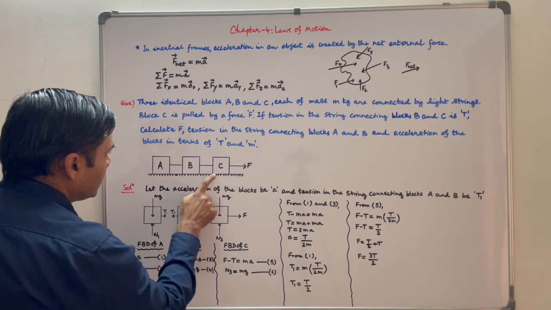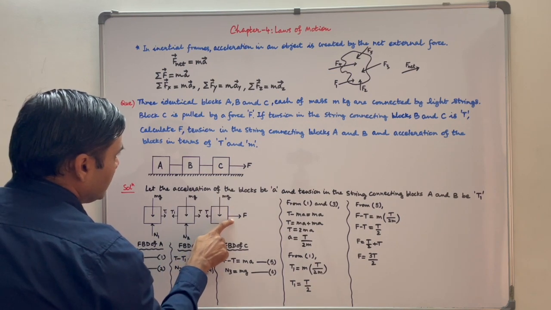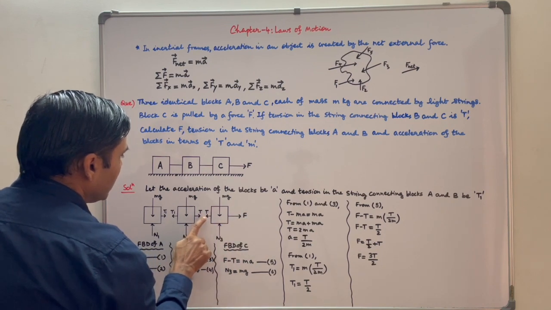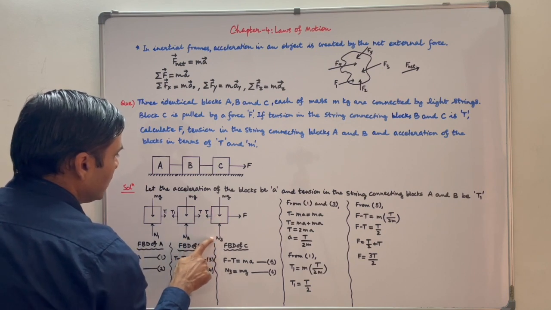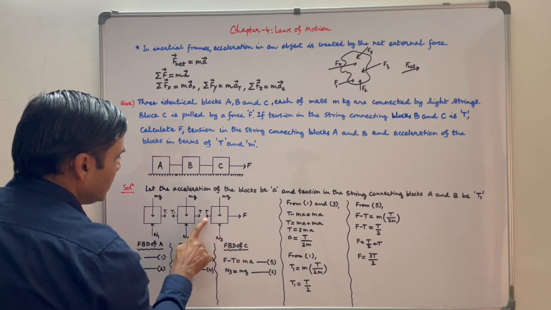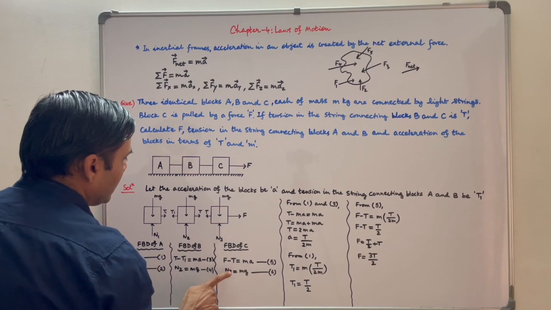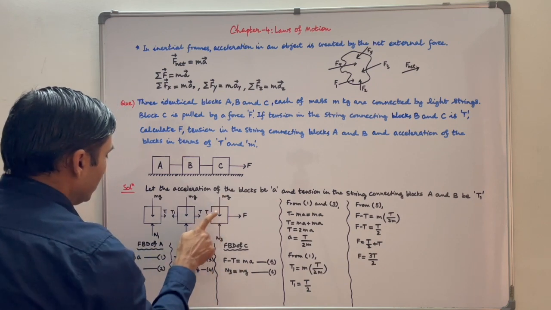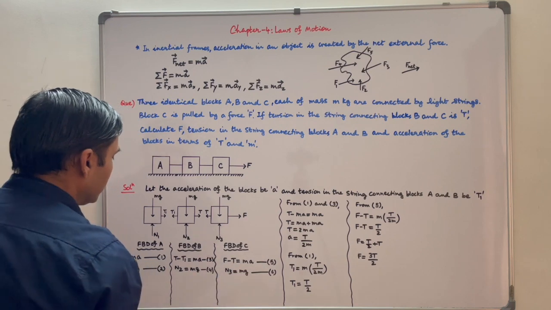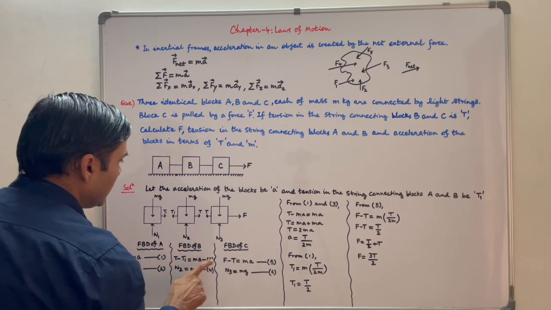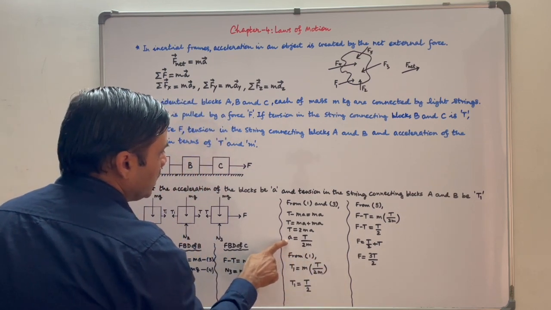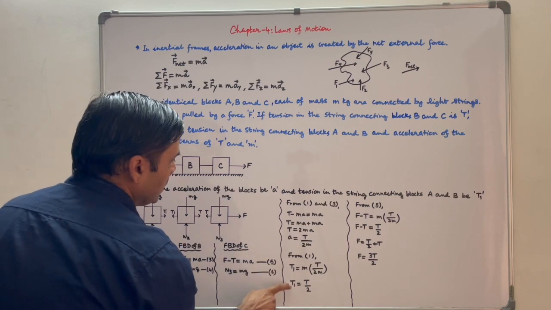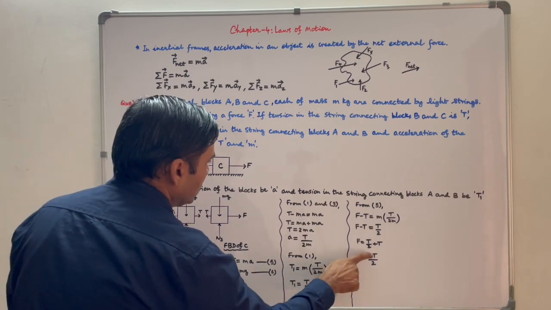This is FBD of block C. Force F is working towards right, tension is created by this string, mg is its weight and N3 is normal reaction applied by the floor. So F minus T is equal to m into A and N3 is equal to mg. So we have formed all these equations. We can solve equation 1, 3 and 5 to get A, T1 and F. A comes out to be equal to T by 2m, T1 is equal to T by 2 and F is equal to 3T by 2.